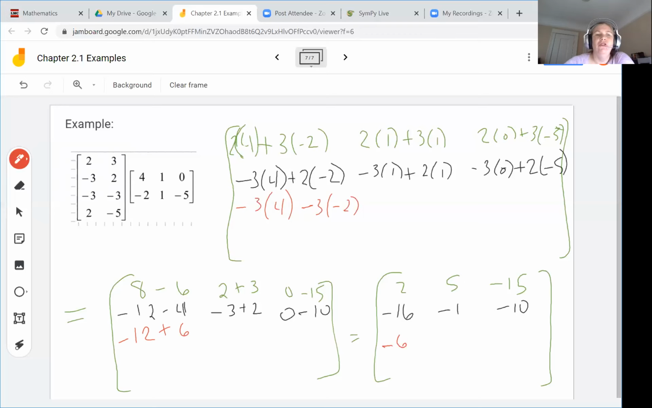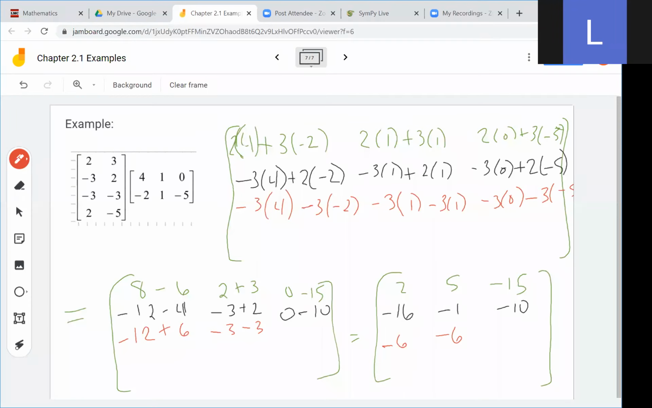So I think I'm going to get a negative 6 here. And then our next entry is negative 3 times 1 minus 3 times 1. So that's going to be negative 3 minus 3. So that is another negative 6 in the resulting matrix. And then we're going to do negative 3 times 0 minus 3 times negative 5. That gives us a 0.